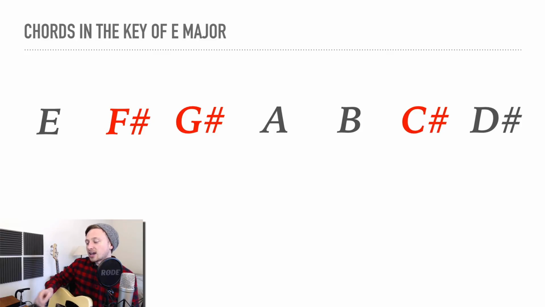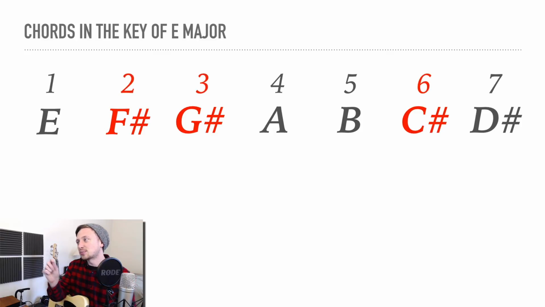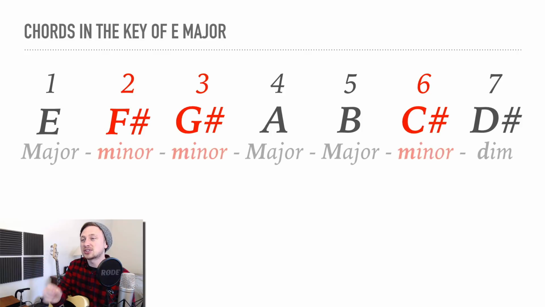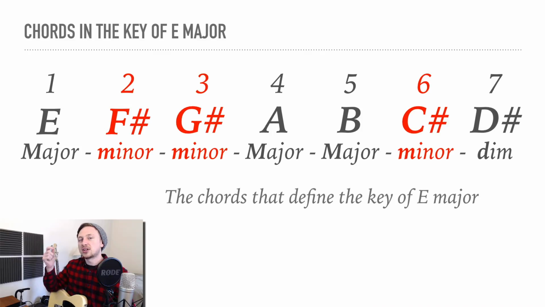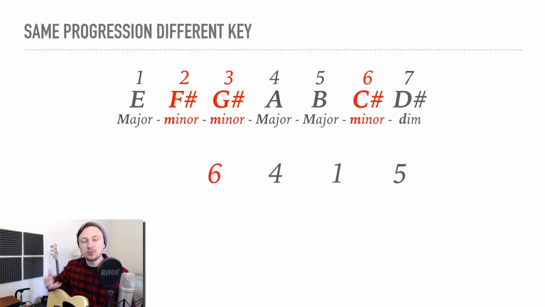Okay. And you're going to assign each of those notes their numbers, their scale degrees. You're going to assign each of those numbers their chord qualities. And now we have discovered both the chords and the notes that define the key of E major. Okay, so in this case, if I were to ask you to play your 5 chord, you'd play a B major. Okay, now I'm going to assign you the same chord progression.